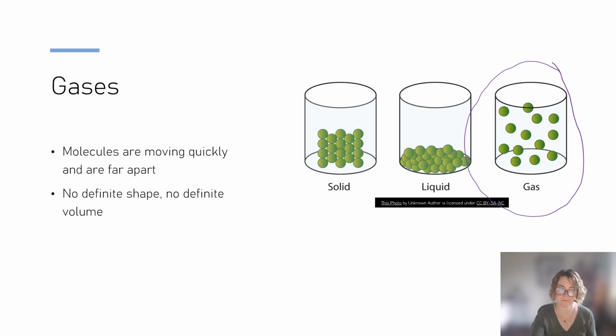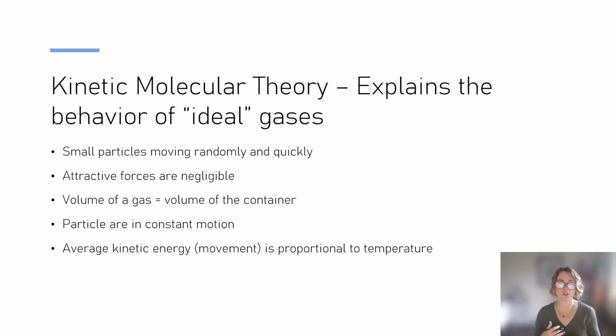it is in. Before we start to really dive deep into gases, it's important to go over the kinetic molecular theory because this gives us an explanation for why gases behave the way they do. Here are the important pieces of the kinetic molecular theory. First, small particles that are moving very randomly and quickly. That is what a gas is made up of, which we just talked about in the previous slide.